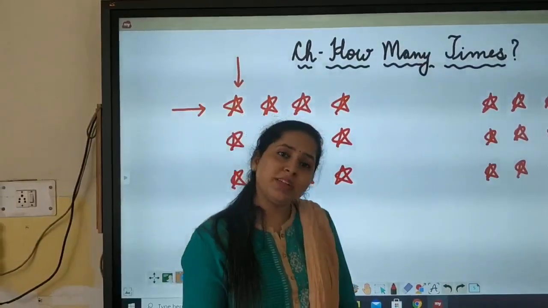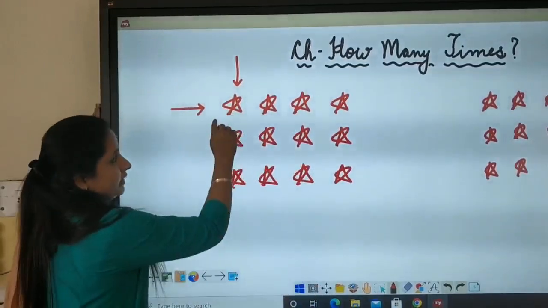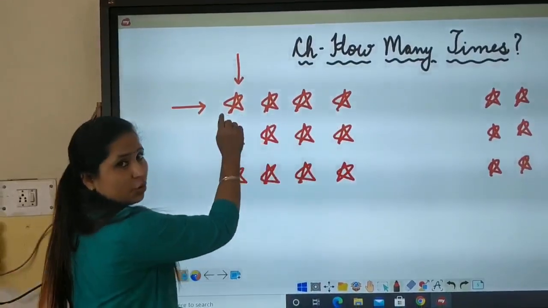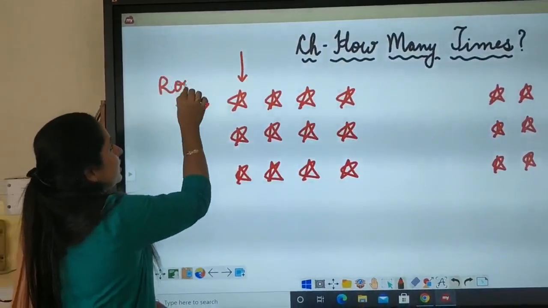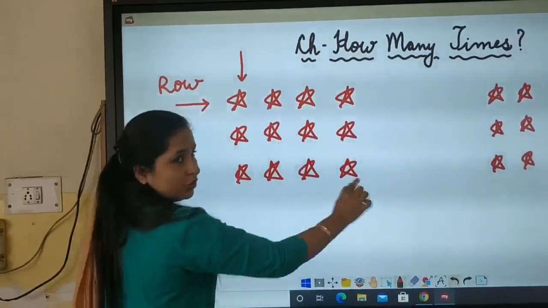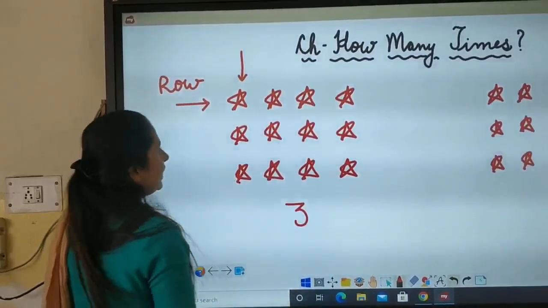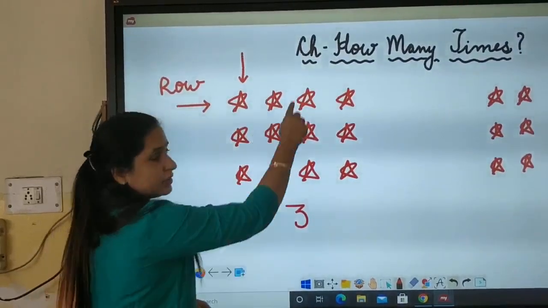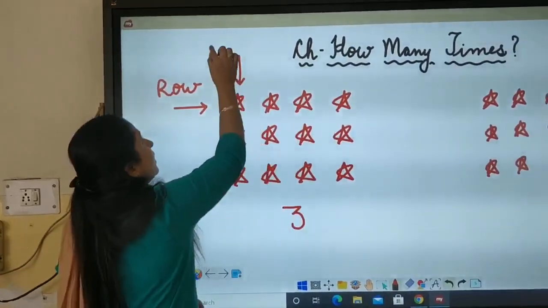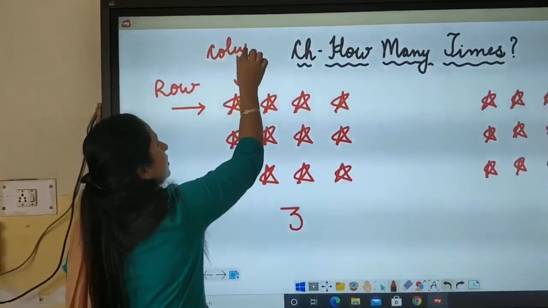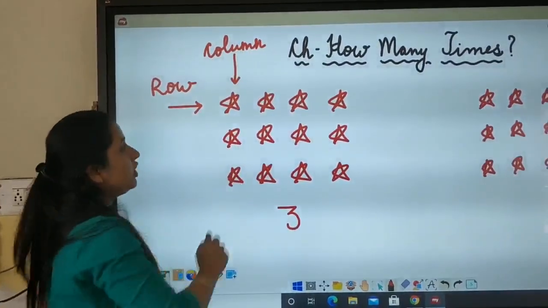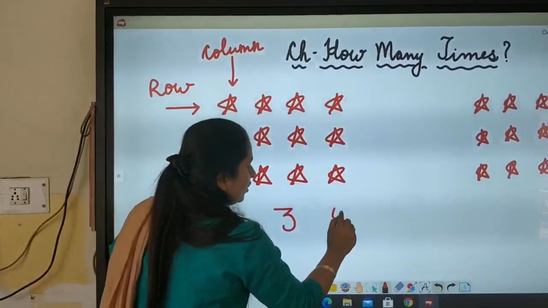So how will you multiply here? Look at this. The horizontal ones are called rows. How many rows are there? There are 1, 2, 3. 3 rows are there. First of all, write the number of rows. Then these vertical ones are columns. The arrow shows the direction: the vertical ones are called columns. So there are in total 4 columns.